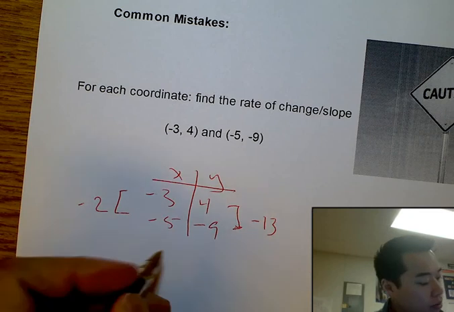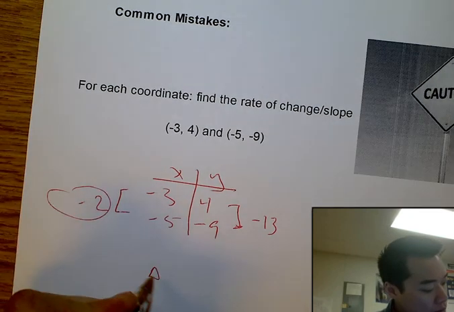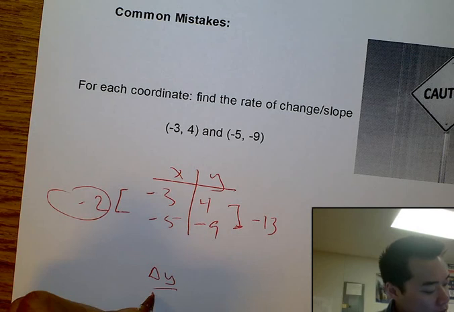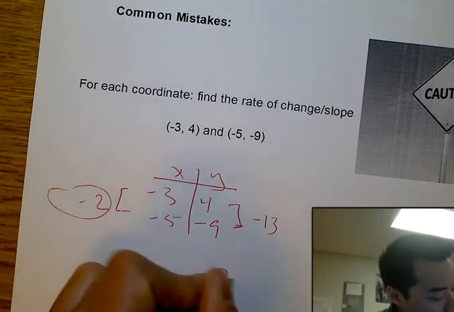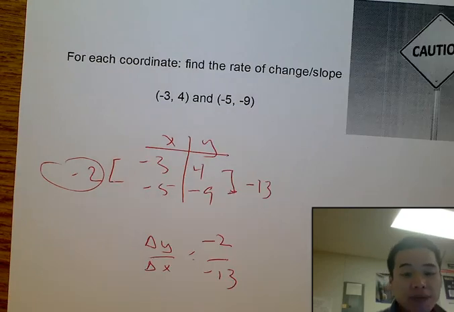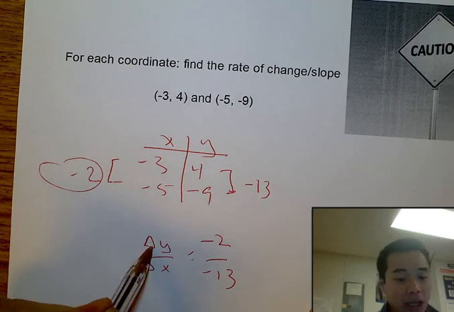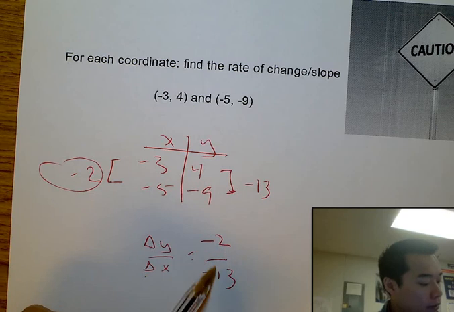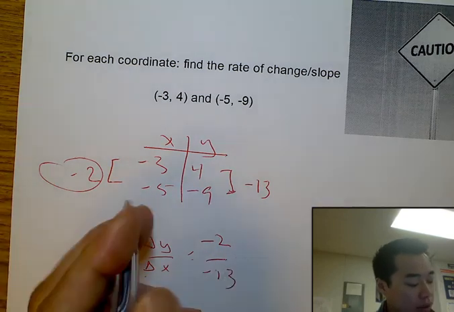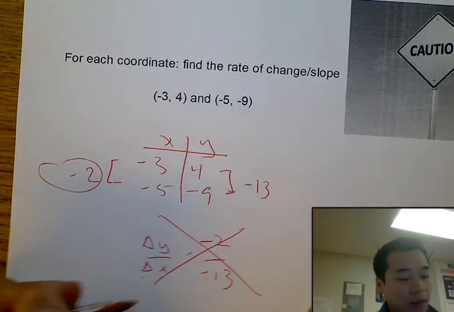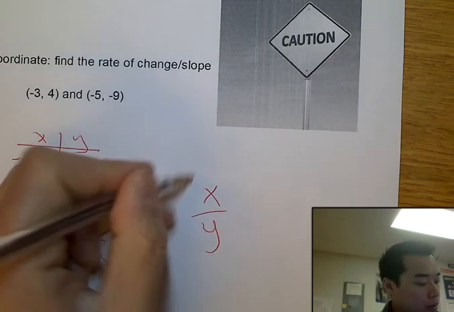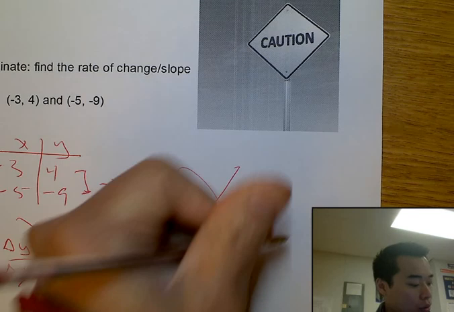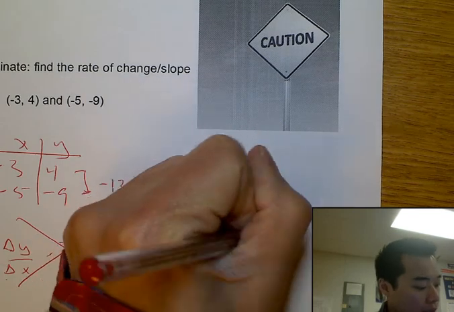Most students will do this first, change in y over change in x, but they actually reverse it and write left to right. That'd be negative 2 over negative 13. Got to be careful. Got to check. This is not the change in y over change in x. Negative 2 over negative 13 is actually change in x over change in y, so this would be wrong. A common mistake is students putting x over y for slope. Slope is not x over y. It's change in y over change in x.